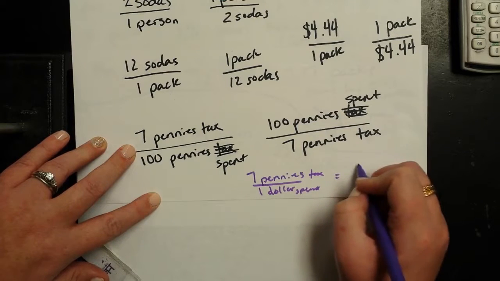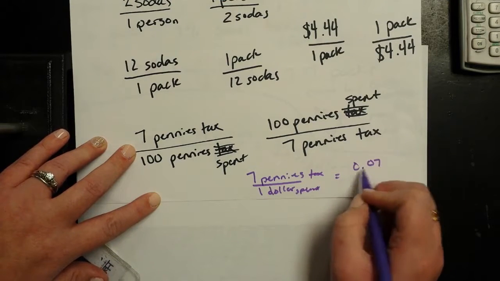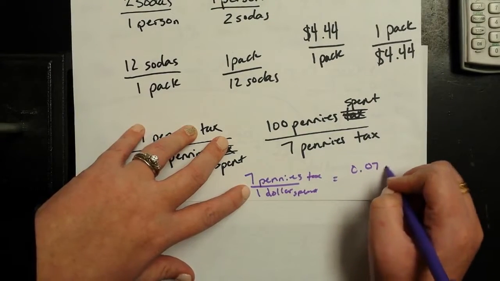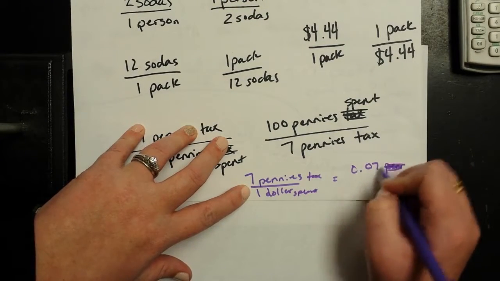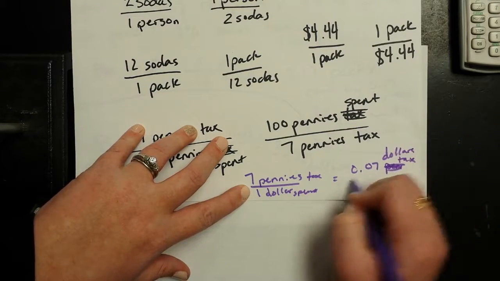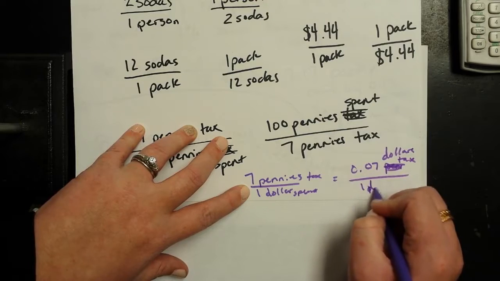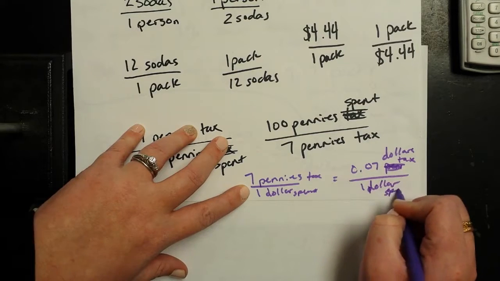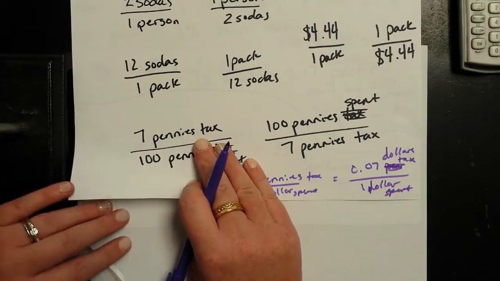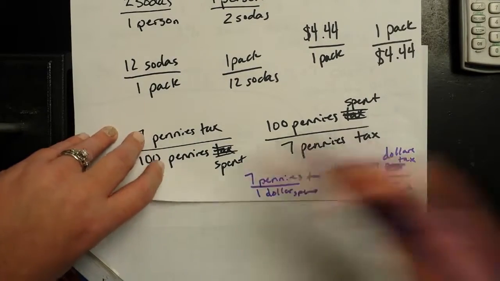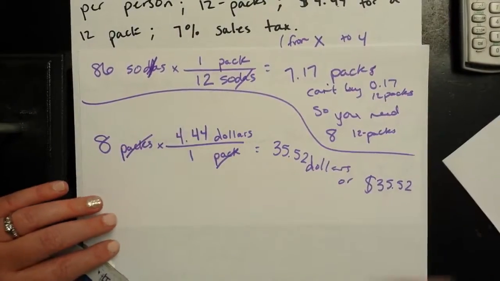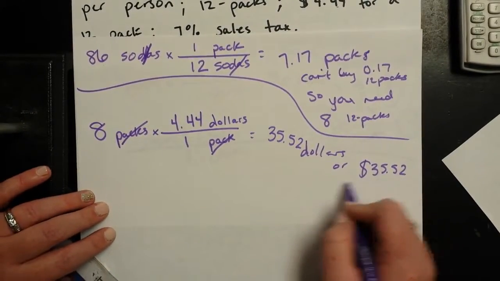You could even go so far as to say that 0.07, that's a 7%, okay, pennies, well, we'll say dollar, it's $0.07 in tax for every $1 spent. Okay, this is how I would do it if I wasn't showing somebody how to do dimensional analysis, but we'll do the long way just so you can see that process some more. All right, so that's how much money I'm going to spend.